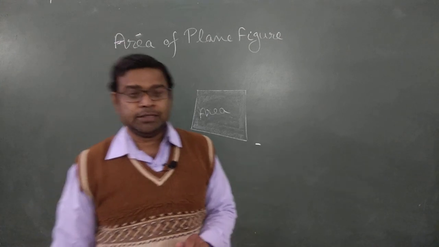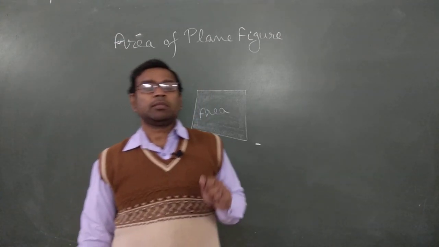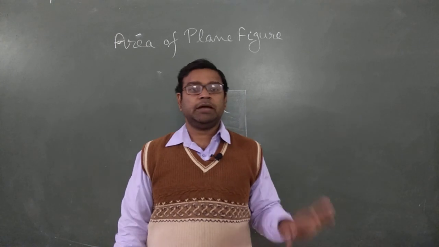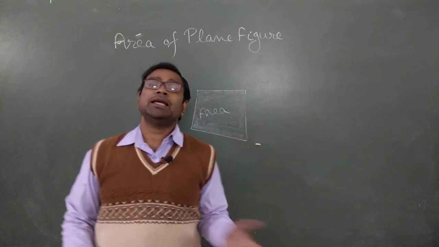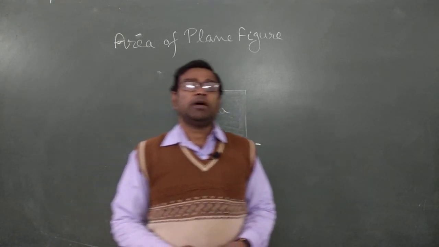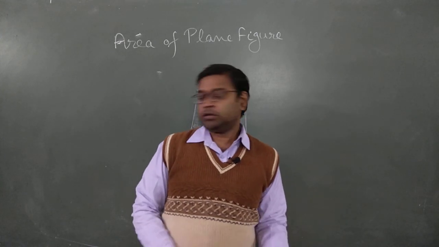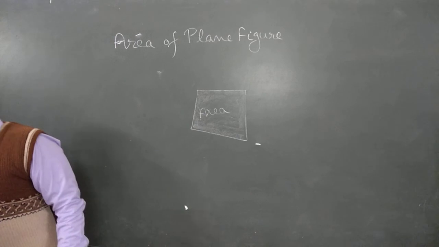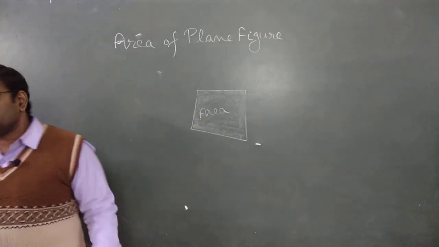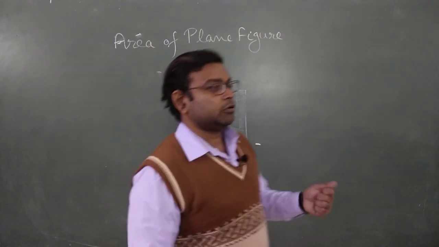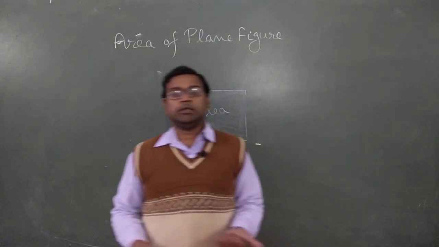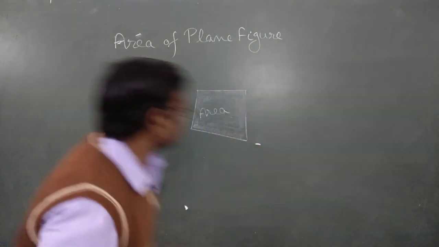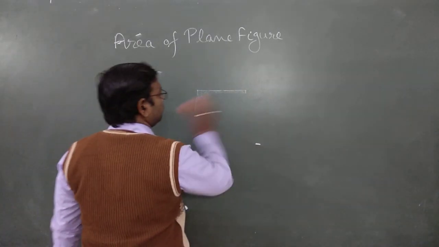Now the question arises that some objects are of regular shape, meaning they have some unique shape, and some are irregular shape. So how do we find the area of regular and irregular shapes? In the case of a regular shape, we have some calculations or formulas to find the area. But what about an irregular shape body?